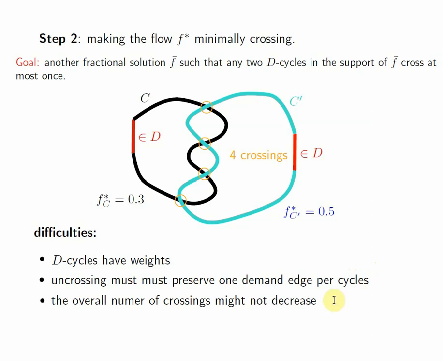At this stage, we obtain a fractional solution f bar, which is minimally crossing. Now we look at the value of the flow held by separating D cycles and assume in step 3 that this corresponds to at least half of the value of f bar. We will construct an integral solution in two steps.